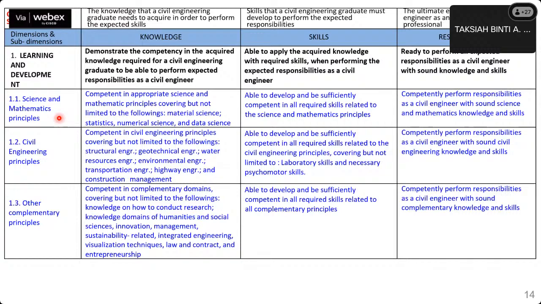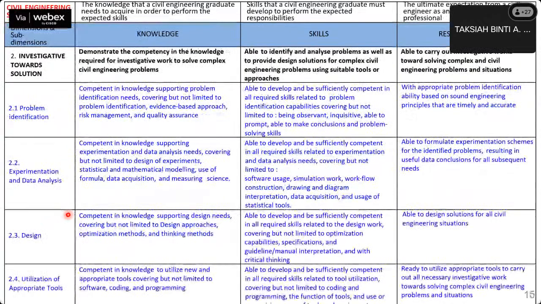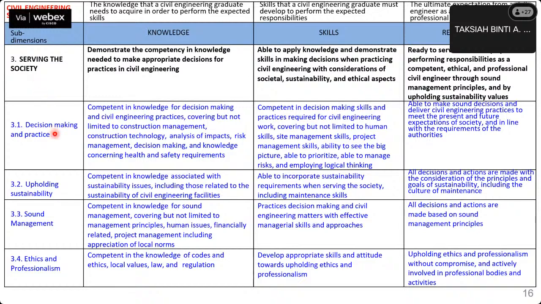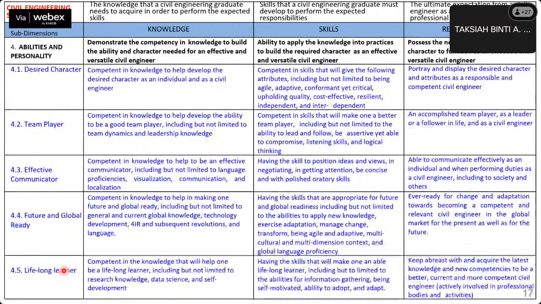This is program outcome number 1, number 2, number 3, and we continue with number 4, 5, 6, and 7 under the domains of investigative towards solutions and serving the society. We continue the list. These are the program outcomes that we have agreed. And finally, in terms of the ability and personality. Okay, so these are the total of 16 program outcomes for the civil engineering program.